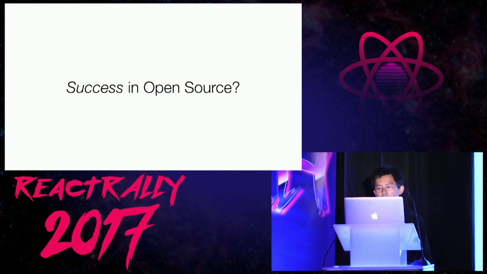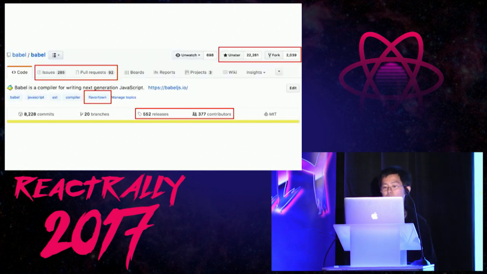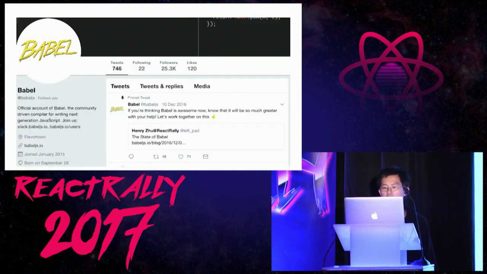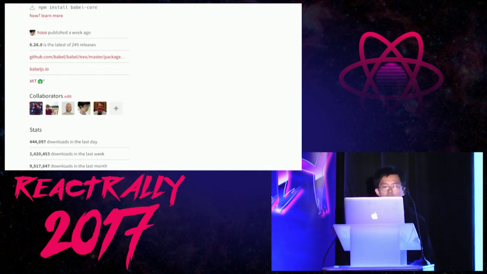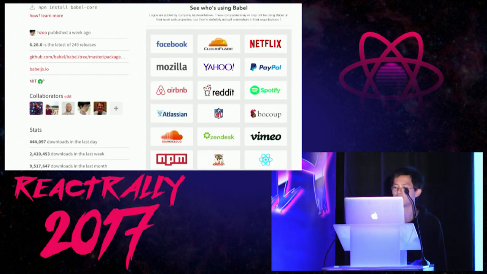One question that I have, and a lot of people have, is what does it mean to be successful in open source? I raised this question at the last talk I did. I think for a lot of us, maybe it means how many stars we have, or how many contributors, how many releases. Maybe it's how many followers we have on Twitter, how many downloads we have every month, or all the companies that are using our project.